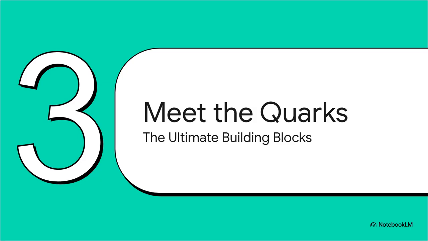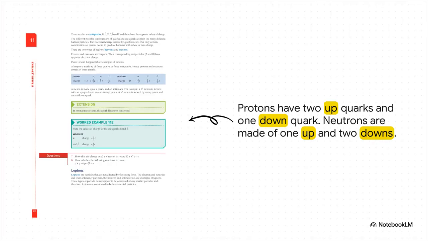Okay, so if hadrons are made of quarks, that begs the question, right? What in the world are these quarks? Well, let's meet the real superstars of this whole subatomic show. You know, the recipe for these guys is actually surprisingly simple. A proton, it's just 2 up quarks and 1 down quark. That's it. Now, if you swap 1 of each, you get a neutron. 1 up and 2 downs. I mean, just stop and think about that for a second. Different combinations of just 2 tiny ingredients create the core of literally every single atom in the entire universe.